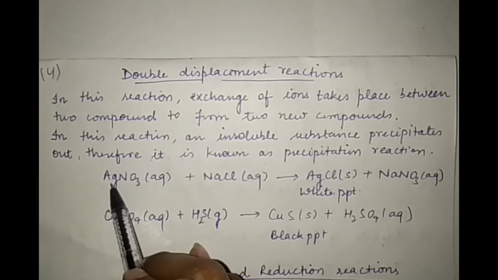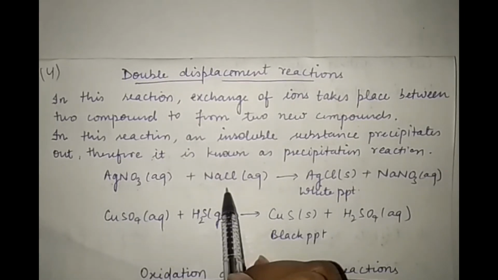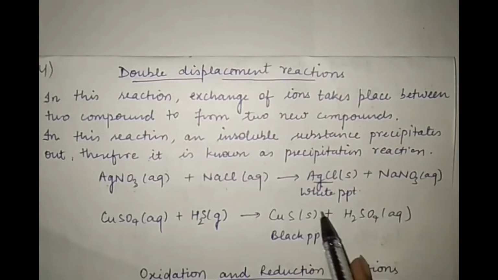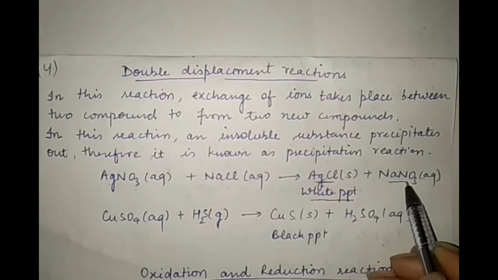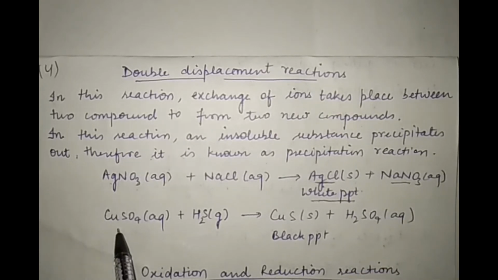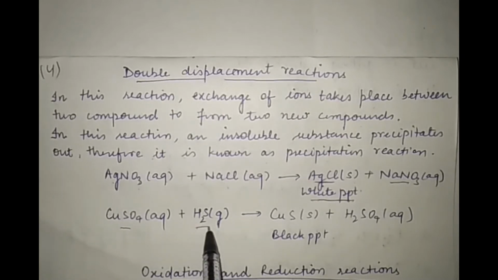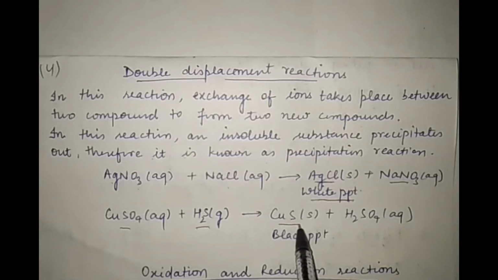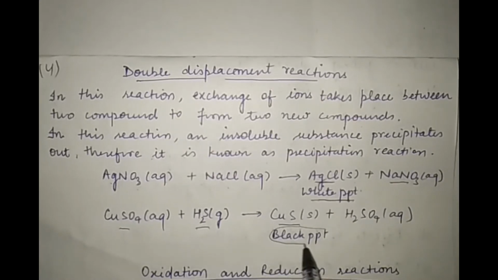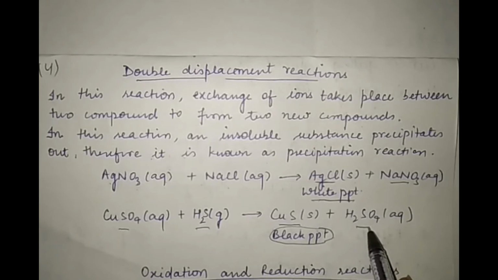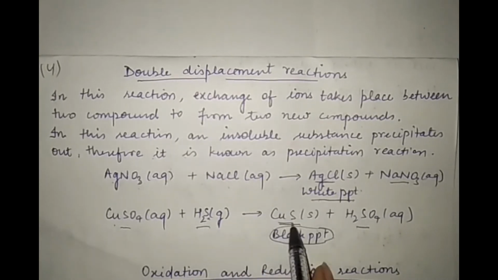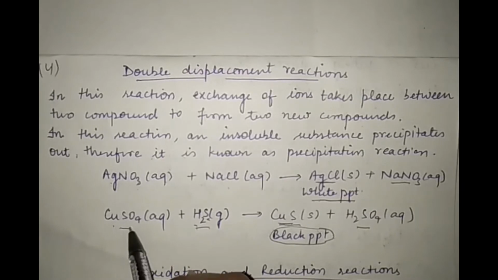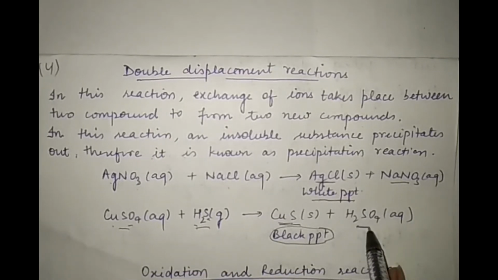Like the example is when silver nitrate is treated with sodium chloride, it leads to the formation of AgCl, which precipitates out in white color, whereas it also leads to the formation of sodium nitrate. The second example is when copper sulfate reacts with hydrogen sulfide, it leads to the formation of copper sulfide, which precipitates out as a black precipitate, and hydrogen sulfate. So here in this reaction, the copper 2 plus ion reacts with sulfide ion to form copper sulfide, whereas the hydrogen ion reacts with sulfate ions to form hydrogen sulfate.